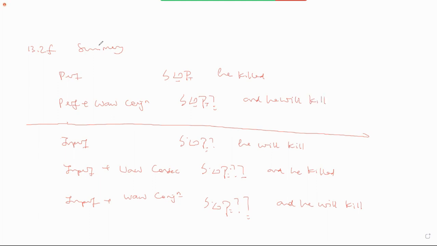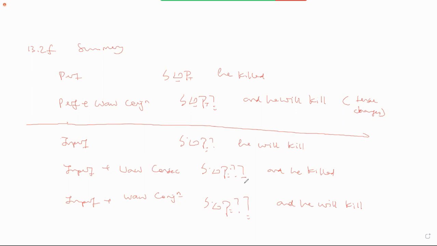Okay, so you see the perfect with the vowel conjunction works, because there is no vowel consecutive, because we only use the vowel consecutive with the imperfects. So when you add it in, it changes the tense, keep in mind here, the tense changes. Okay, and he will kill.